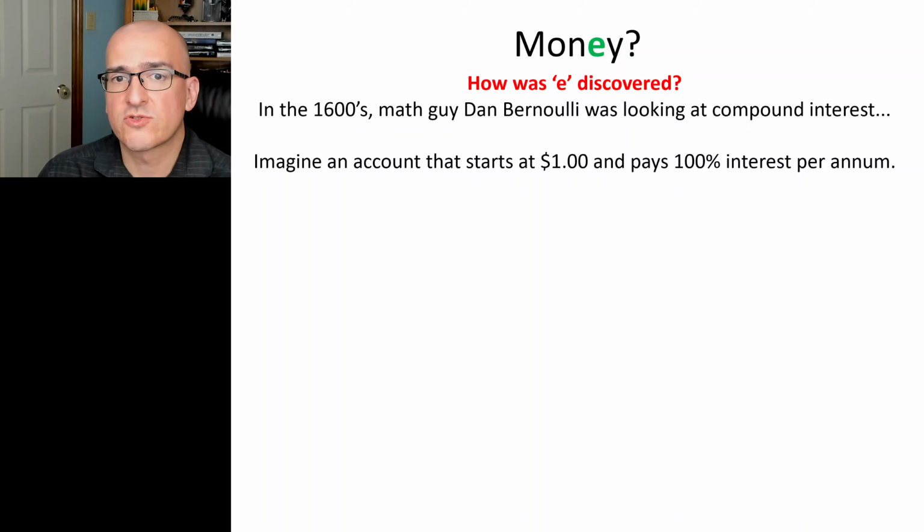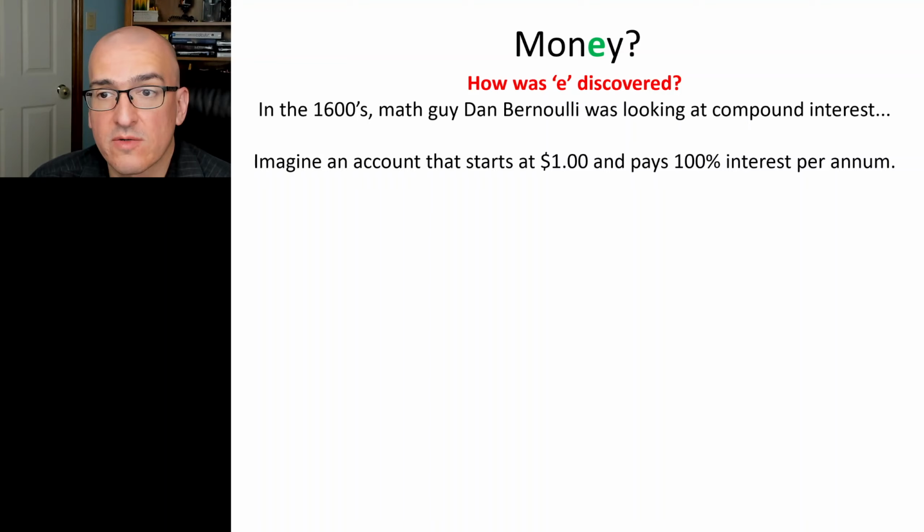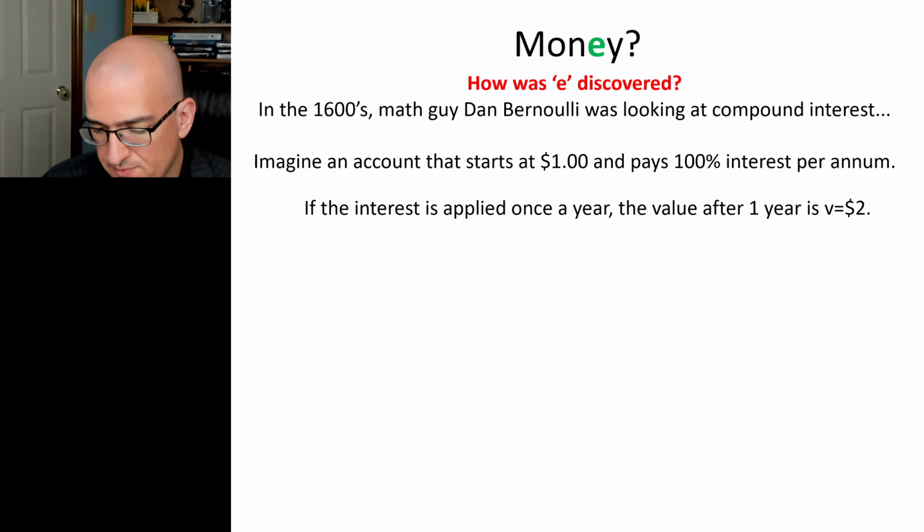This Bernoulli was looking at compound interest. And what he was envisioning, he was doing a mental experiment. He was envisioning a bank account that starts at $1 and pays 100% interest per year, compounded once, only at the end. If you look at that interest rate formula, go back and plug the numbers in, after 1 year you end up with $2. From $1 to $2 with a 100% interest rate.